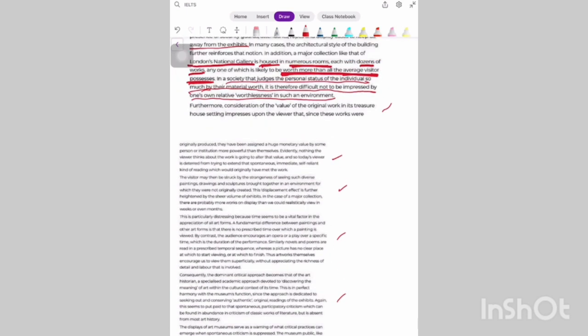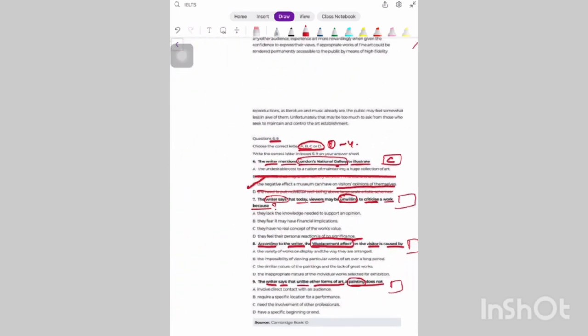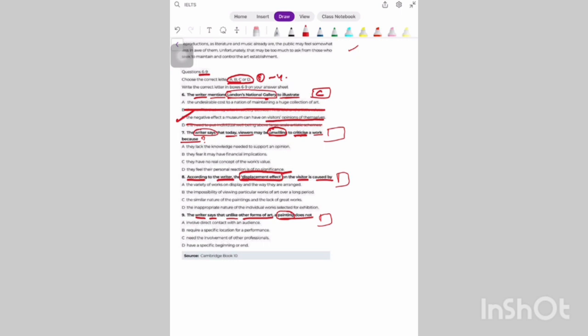If you look at this line, it is worth more than what an average visitor possesses. And we live in a society where we judge the personal status of an individual by their material worth. So it becomes very difficult not to be impressed by one's own relative worthlessness in such an environment. When you go to malls and look at different brands and you see that you can't afford it, you end up feeling bad about yourself. You don't want to feel that way, but you are made to feel that way because you're human. You can't not compare yourself with others. We always look up to someone, you know. Do we fit that society standard? So that is what they're talking about here.